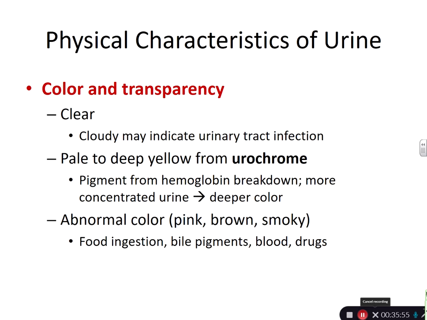One thing I told you they look at is the color of your urine and the transparency of it. Your urine should be clear. It should not be cloudy. It should be nice and clear. If it's cloudy, it can indicate that you have a urinary tract infection. Most of the time, though, a urinary tract infection is going to come with other symptoms.